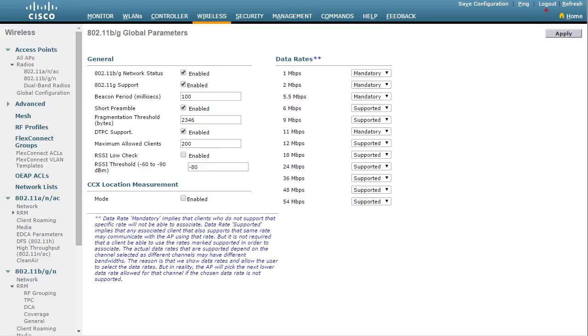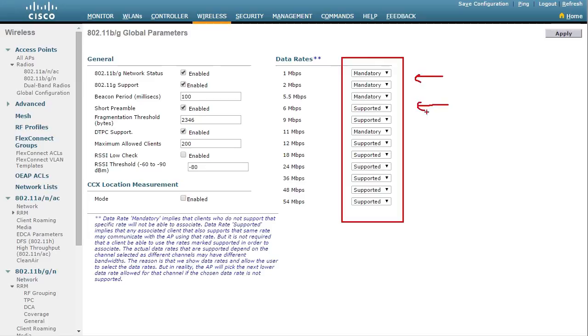So first, let me ask you, why is it that if we look over here, that there are multiple data rates that are either supported or mandatory or they even can be disabled? Why is it that we support more than just one data rate? And specifically, why would we need to have more than one mandatory data rate? Pause, and then we'll talk about the answer.